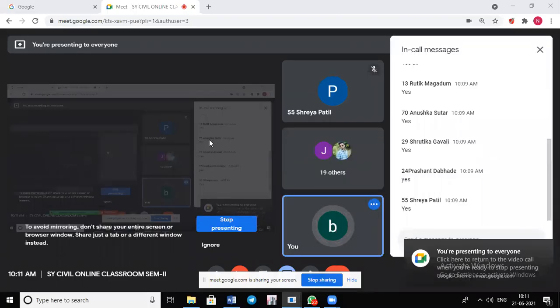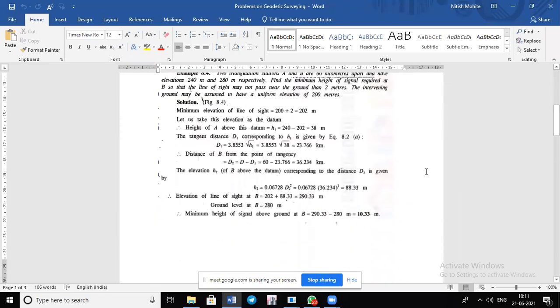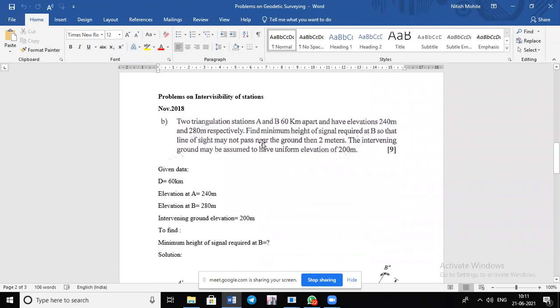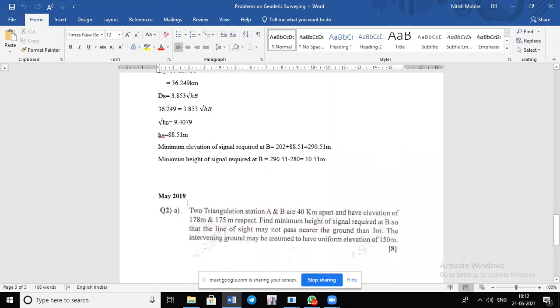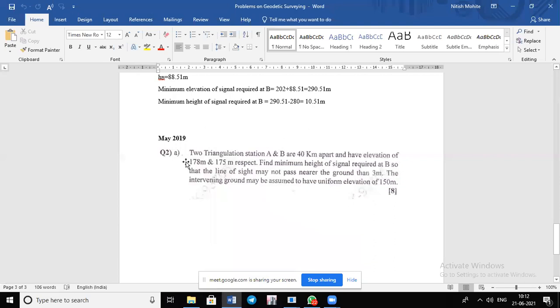Good morning, everyone. So today we are going to solve the second problem of geodetic surveying. In the previous lecture, we have seen the first problem. Similarly, we are going to solve the second problem, which was asked in May 2019. So we'll read it out.